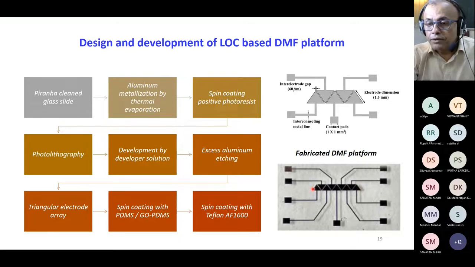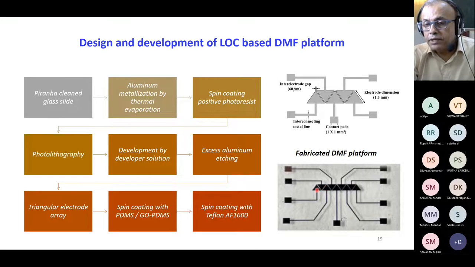Then a droplet is placed over the first electrode, and the actuation will be between this electrode and the next electrode. In that case, the forward angle will become hydrophilic in nature, less than 90 degrees, and the liquid will move in the forward direction. And once it comes here, the subsequent electrode will be activated with respect to this electrode. And in the next step, the droplet will move in this direction.